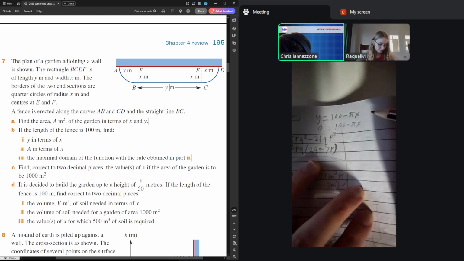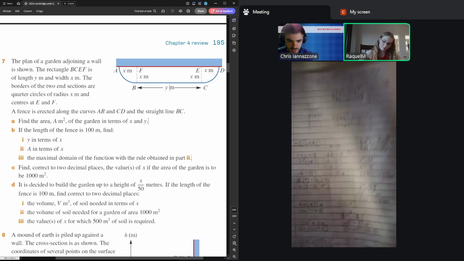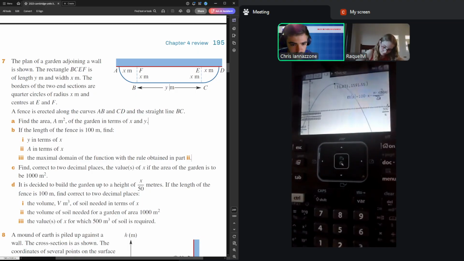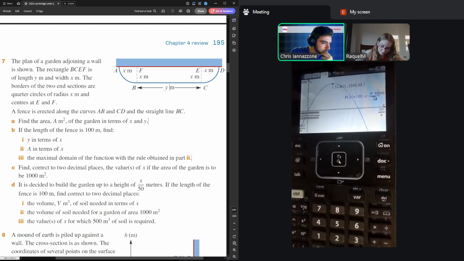So you do your subtraction of 100, divide both by negative pi, and you get x equals 100 on pi for that case. Even though the graph is telling us there are valid area values afterwards, it's the actual geometry of the shape that is restricting us in that way. It's not super obvious.